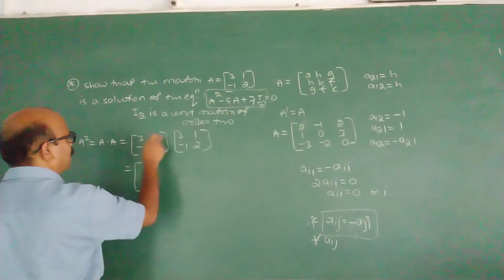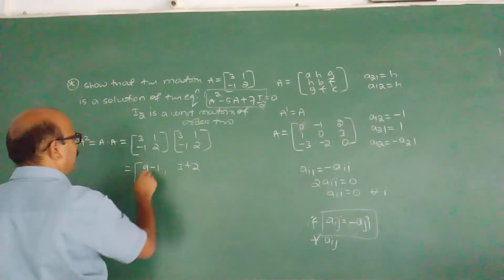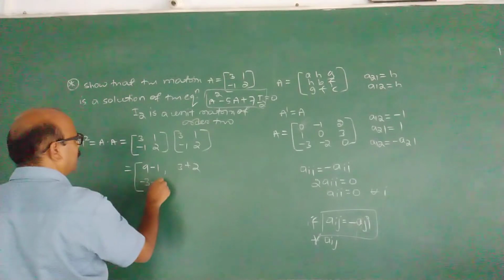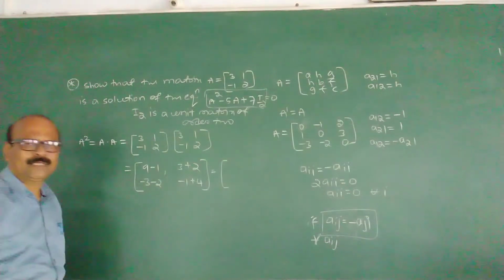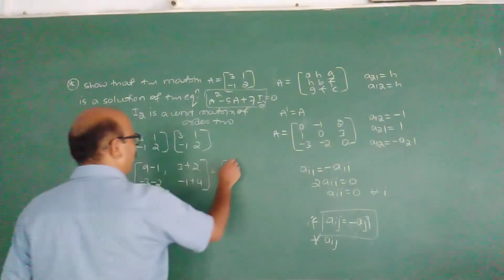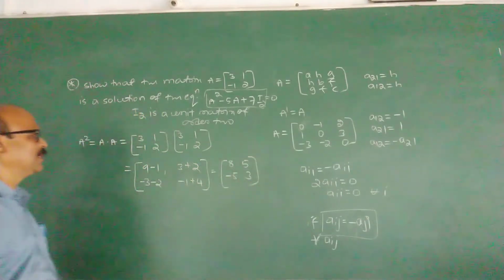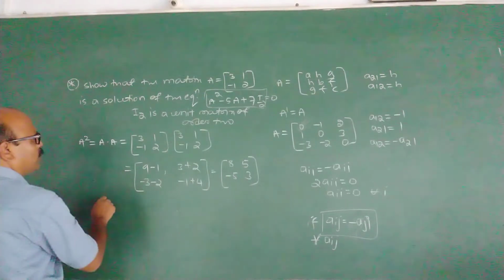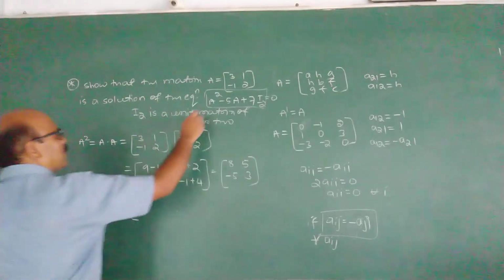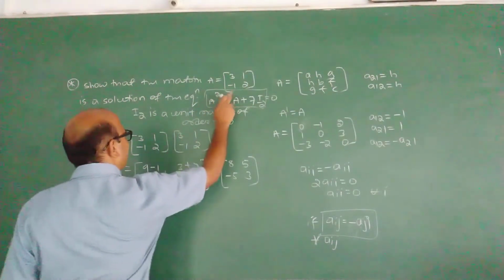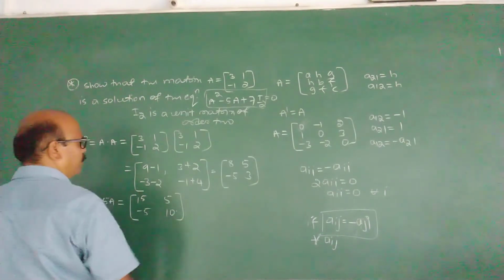So it is 3 into 3, 9, minus 1; 3 into 1, 3 plus 2; minus 1 into 3, minus 3, minus 2; and minus 1 plus 4. This is A square. You know what is matrix multiplication? How it is defined? 8, 5, minus 5, 3. This is A square. Next, what is 5A? You know the scalar multiplication of a matrix. 5A means you have to multiply each element of the matrix A by 5. 15, 5, minus 5, 10.